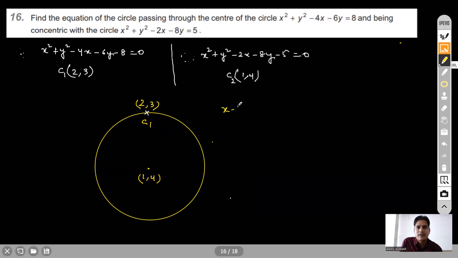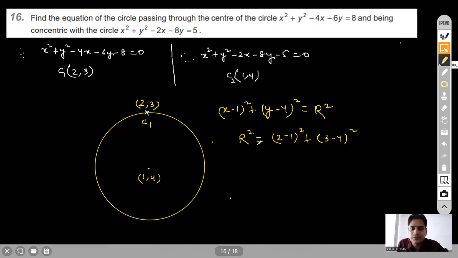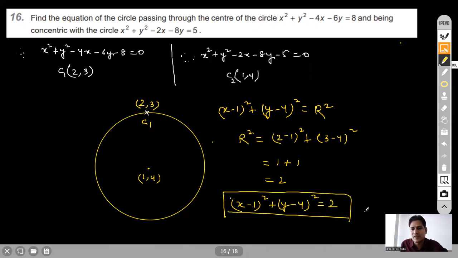How? This will be x minus 1 whole square plus y minus 4 whole square is equal to r square. What will be r square? R square will be 2 minus 1 whole square plus 3 minus 4 whole square. That is nothing but 1 plus 1, which is 2. So r square is equal to 2. So the required equation will be x minus 1 whole square plus y minus 4 whole square is equal to 2. You can leave it as it is, or you can also simplify and write the answer. So this is our required equation of the circle.